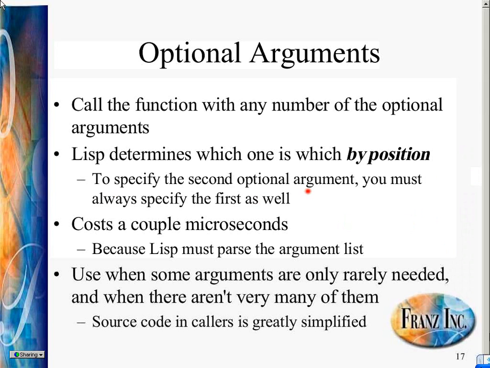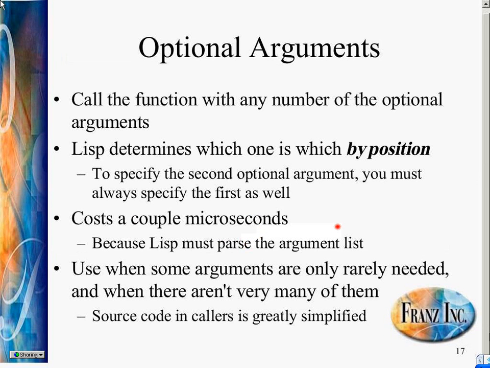So by position, to specify the second optional argument, you must specify the first. This is actually annoying sometimes. This is one reason why keyword arguments are advantageous. Again, optional arguments cost a couple of microseconds. Not a big deal if the function's only called a few times. It is a big deal if it's in a huge loop, because, again, Lisp must parse the argument list.